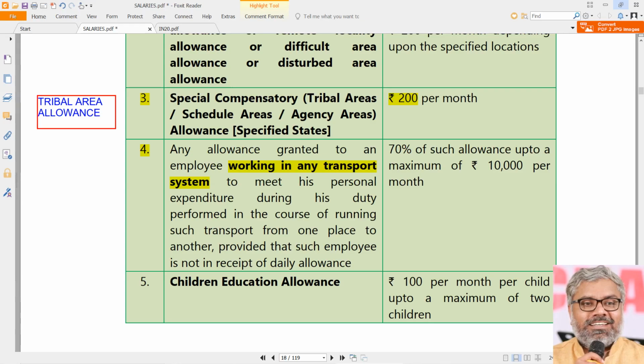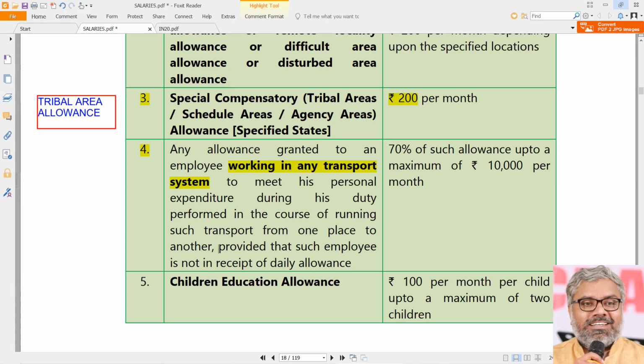Means what? Could be anything. Could be bus drivers, bus conductors, railway TCs. So those people working in the bus travel, train travel, even air travel, like pilots, air hostesses, ground staff, who are cabin crew, all those people are part of this. So for them, who are all working in the transport system, some allowance is given. And why is that allowance given generally? To meet the personal expenditure during the duties performed in the course of running such transport from one place to another.